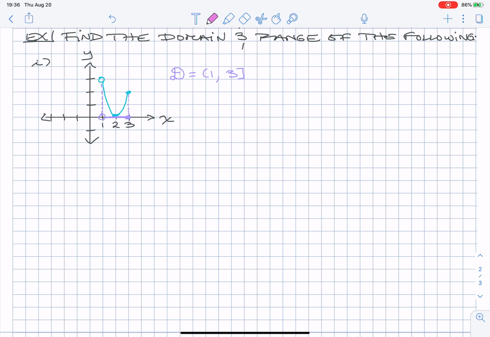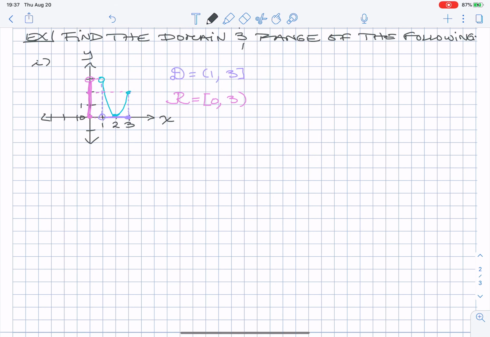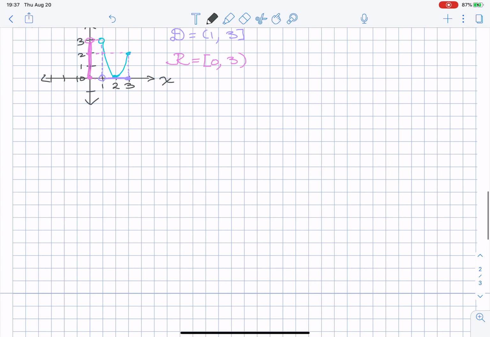Now let's look at this same shadow cast onto the y-axis. If I were to shine a light, it looks like the range goes from 0 at the bottom, all the way up to 3 at the top, but I cannot include 3, right? So this is 0, 1, 2, 3 on the y. Agreed? So that is our domain and range if I cast a shadow onto either axis.